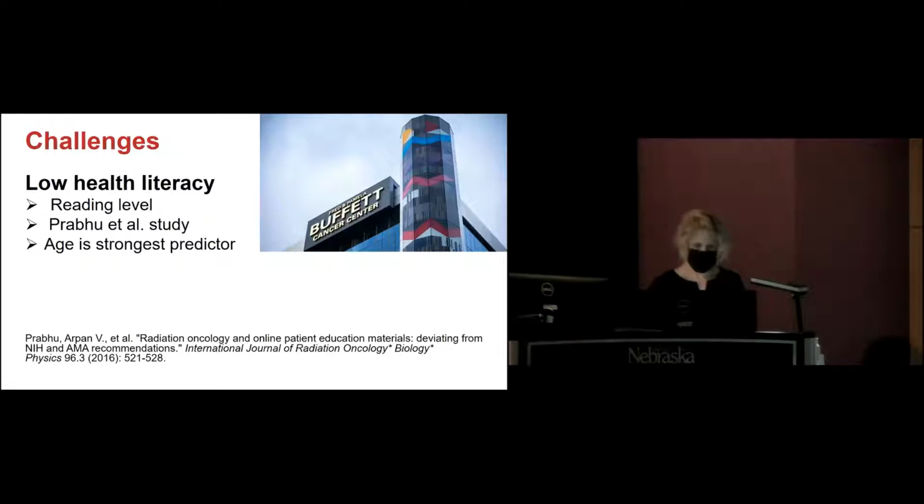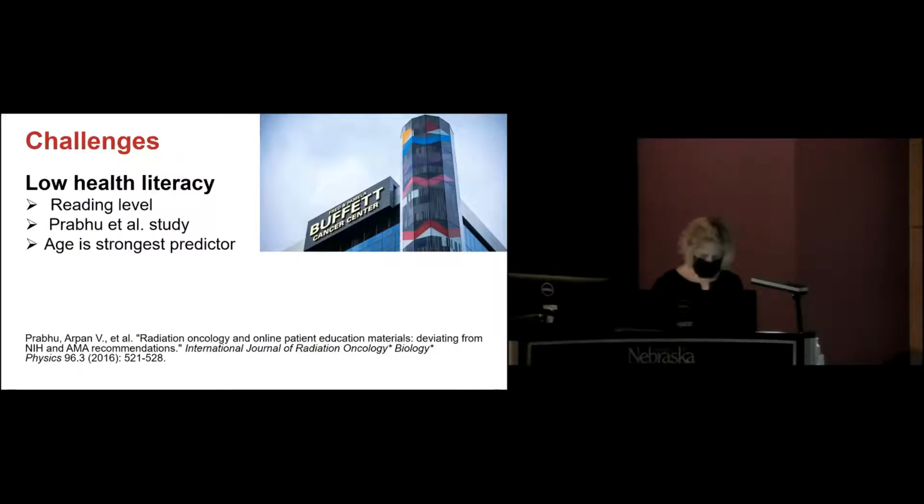So probably the biggest challenge is low health literacy with patient education. Low reading levels are associated with noncompliance and poor self-care. They're also associated with higher rates of hospitalization and emergency care. Some studies say up to 60% of patients will turn to the internet once they're diagnosed, and a large percentage say that what they find online is just as good or better than what they hear in the physician's office.